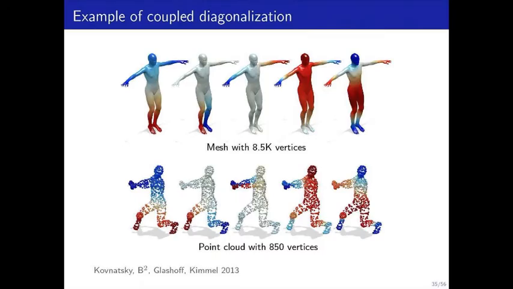A more challenging example here, we actually used different shape representations. In the first case, it's a triangular mesh. In the second case, it's a point cloud. And we use a different Laplacian. Here we use the cotangent Laplacian. Here we use the graph Laplacian on the point cloud. And still, even being completely different geometric structures, they're almost jointly diagonalizable. And we get these nice coupled approximate eigenfunctions.